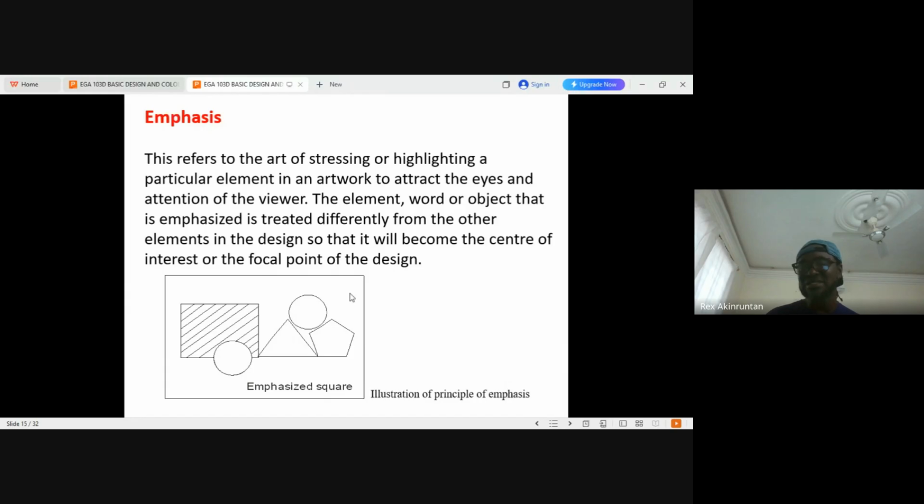So in design, emphasis is very important. An area that catches the eye from the first glance. Okay. And it's an area that's supposed to have a certain pull on the person who is the onlooker. And in design, you need to have that.